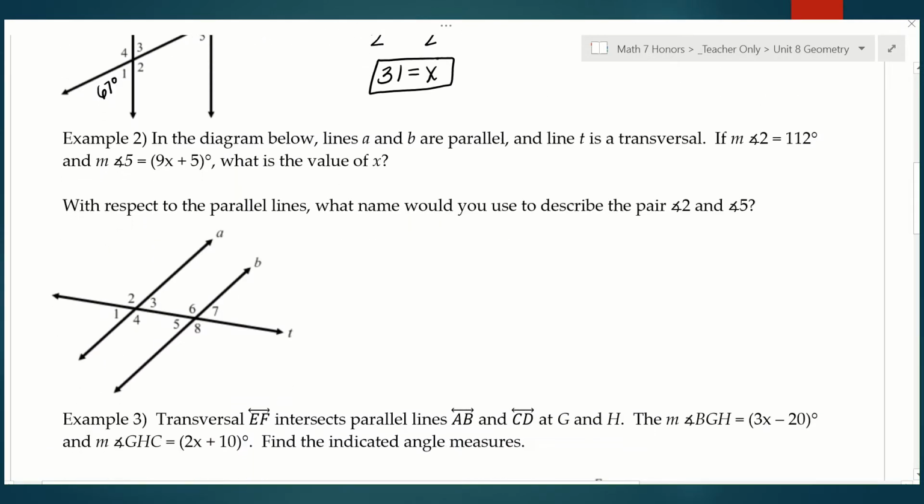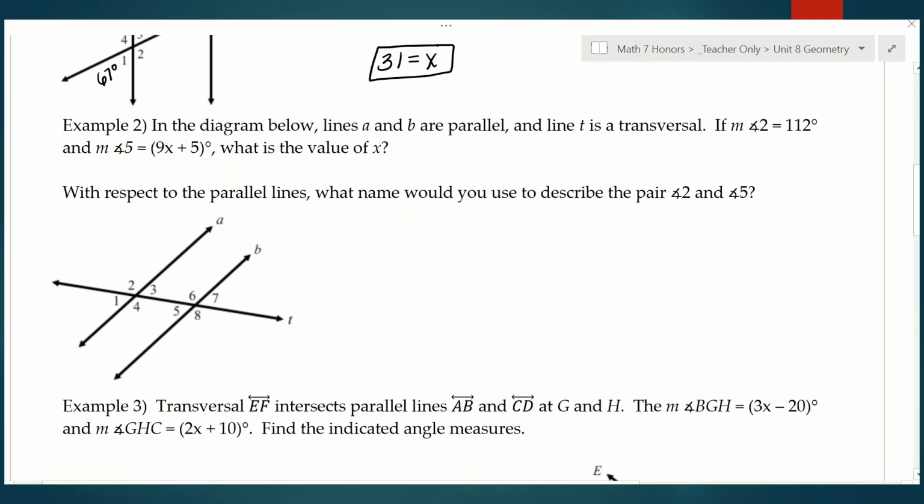Okay, so example 2. In the diagram below, lines A and B are parallel and line T is a transversal. If the measure of angle 2 is 112 degrees and the measure of angle 5 is 9x plus 5 degrees, what is the value of x? Okay, so again, let's label what we know. So angle 2 is 112 degrees. And angle 5 is 9x plus 5.